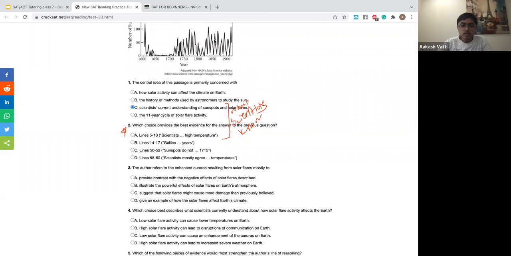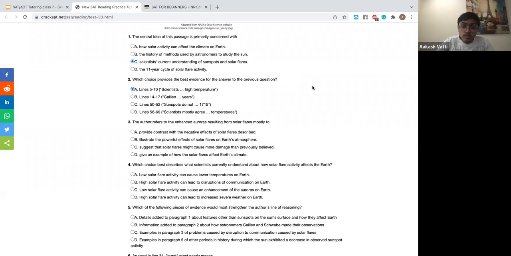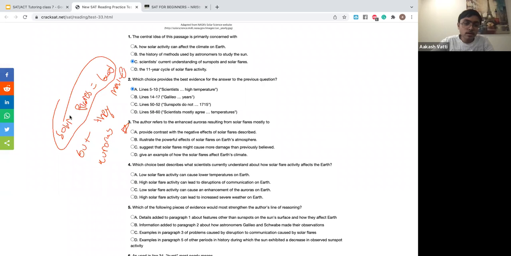All right. Question number 3. The author refers to the enhanced auroras resulting from solar flares mostly to. So basically, in that paragraph, from what I remember, the author said solar flares go bad, but they make auroras or something like that. So A looks like a good answer because it says the negative effects, solar flares equals bad, but then the positive effect as well, which is the contrast.